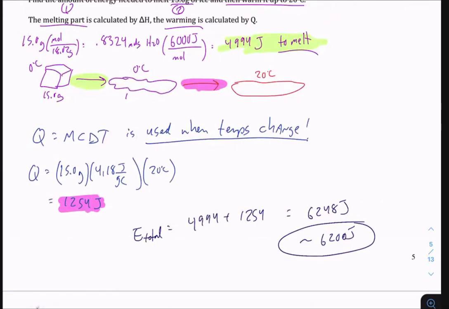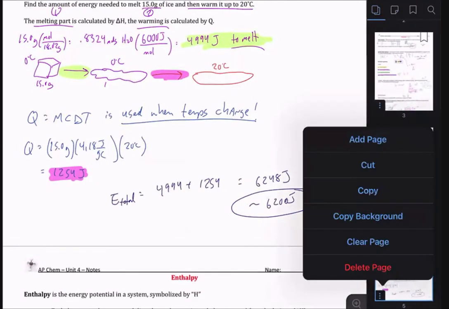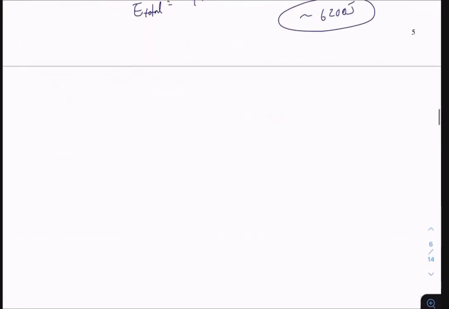Just to give you one more example of that, I'm going to insert a page here. We're going to try another problem. Okay. So the specific heat of ice is 2.09 joules per gram degree Celsius.